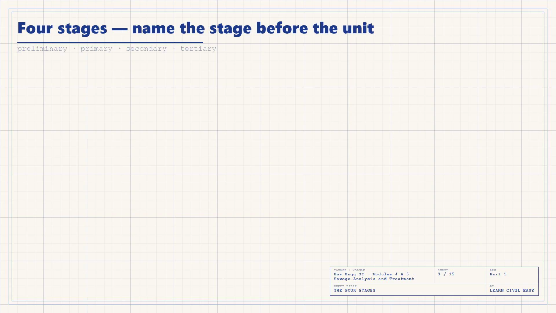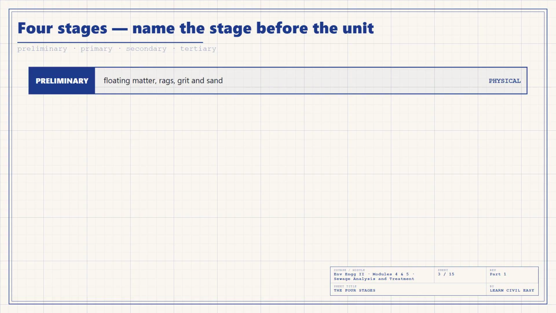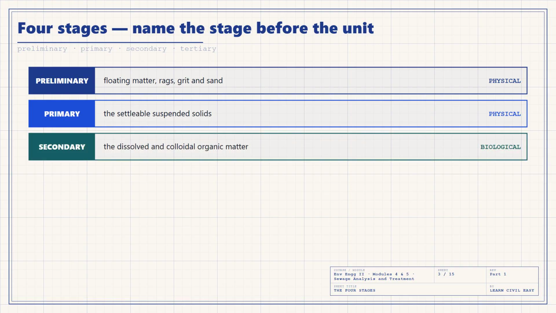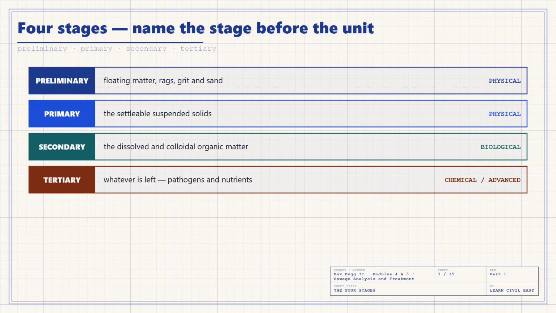Treatment is described in 4 stages, and naming them correctly is worth marks before you have drawn a single tank. Preliminary treatment removes floating matter, rags, and grit. Primary treatment removes the settlable suspended solids. Secondary treatment removes the dissolved and colloidal organic matter. Tertiary treatment removes whatever is left, mostly pathogens and nutrients.